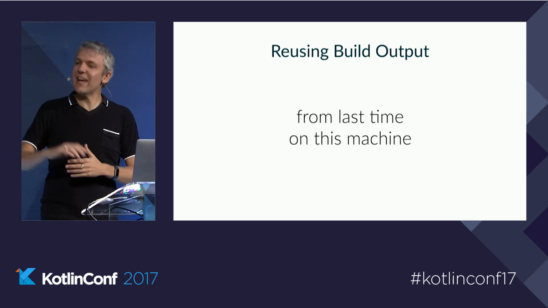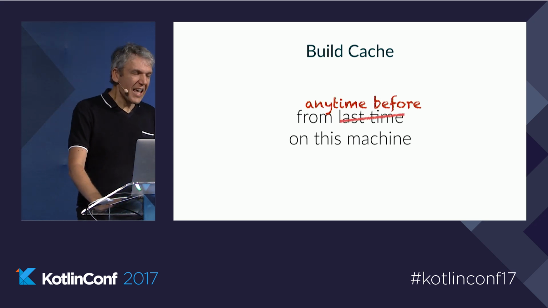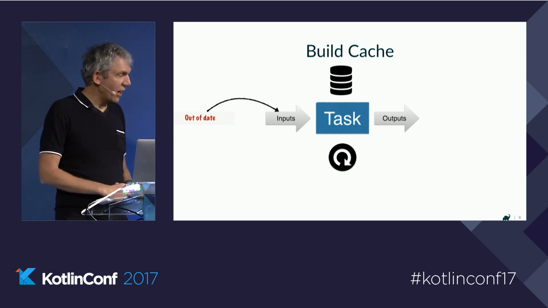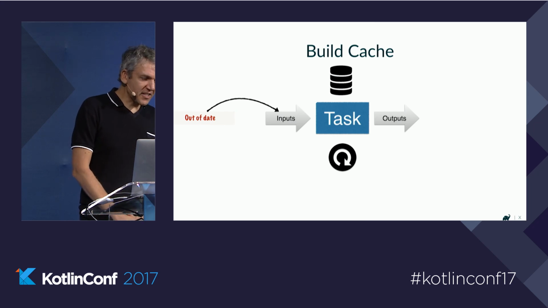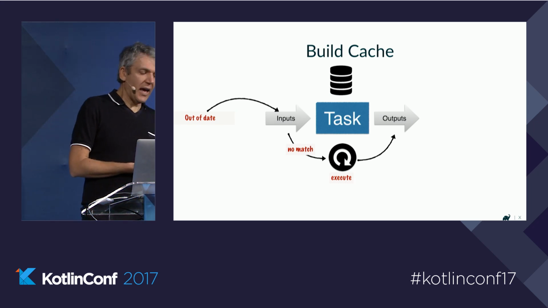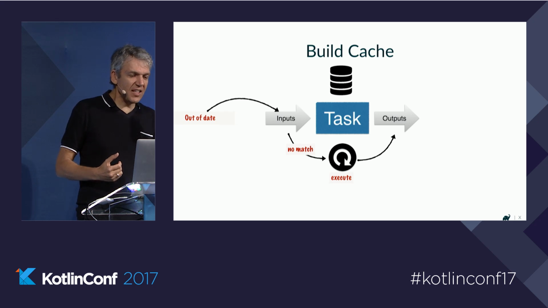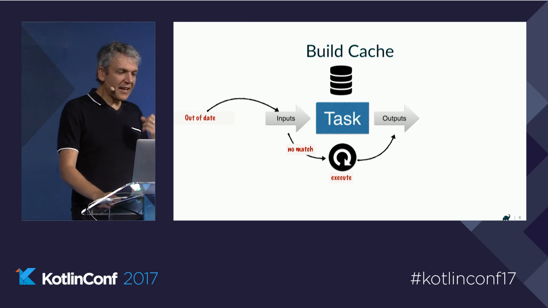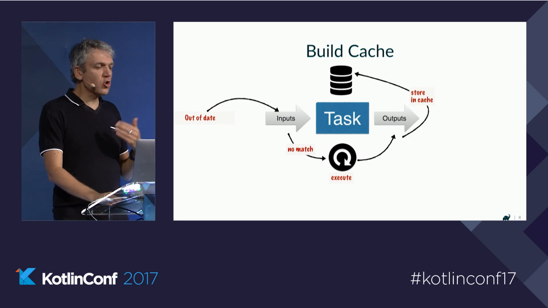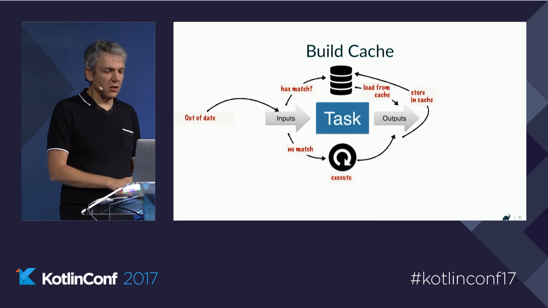So we have now added another layer of reusing build output on top of the up-to-date checking. That is the build cache, and that allows you to use any build output from any time, anywhere, right? And this is how it works. Whenever you have an out-of-date scenario, Gradle has already calculated the hashes for the inputs and outputs, and in this case it will only use the inputs, and it calculates the key out of the hashes for the inputs. And then it asks the build cache, do you have an output for that key? If not, it will execute the task and store the output in the cache together with the key, and if there is a match, the output will be downloaded from the cache, and it will not be built locally.